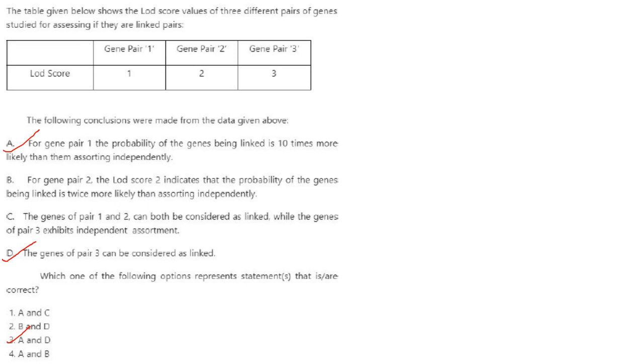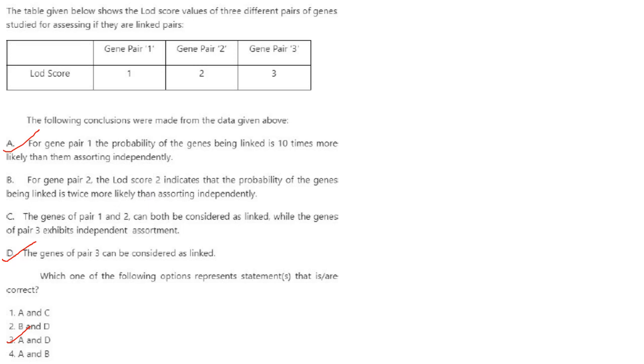Now what have they asked? Which one of the following options or statements is or are correct? So A is correct. It is 10 times more likely than them assorting independently because LOD score is log of the odds. Then next one, for gene pair 2, the LOD score 2 indicates that the probability of the genes being linked is twice more likely, not twice, it is 100 times. So B is not correct.